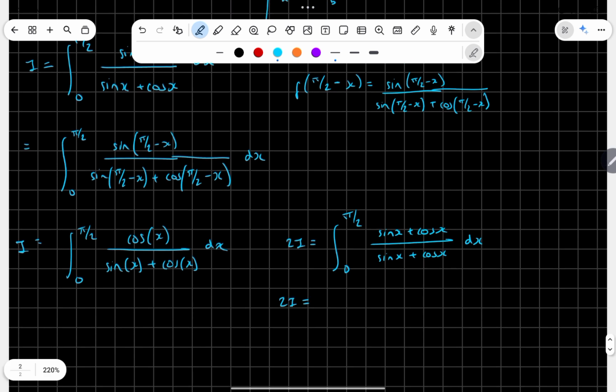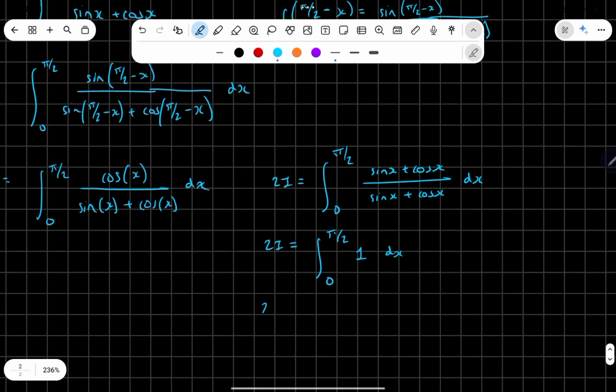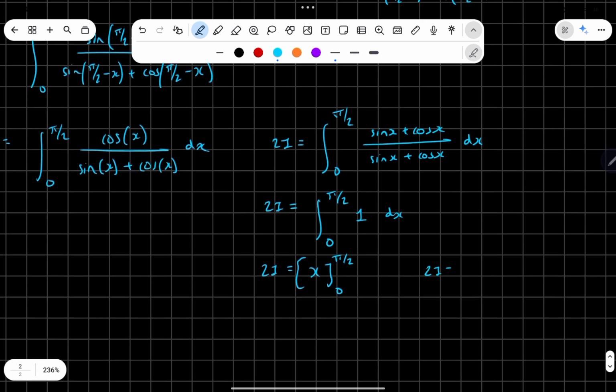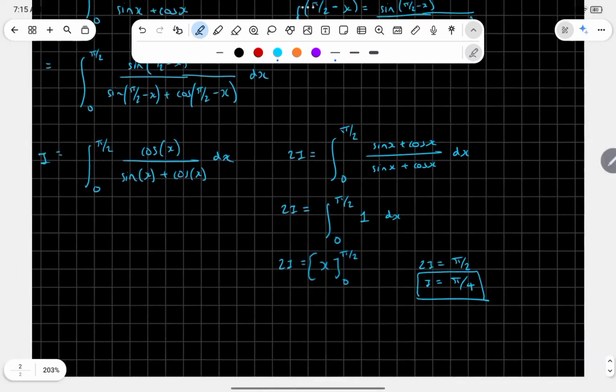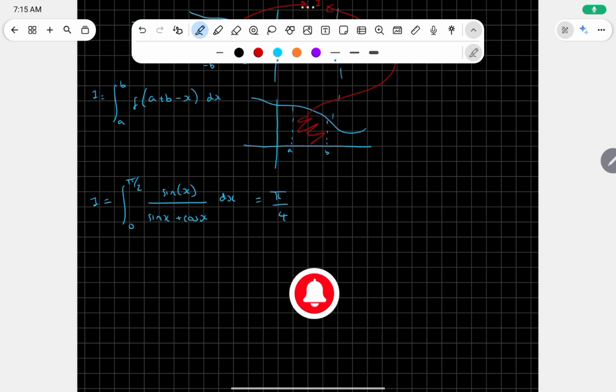So 2I is equal to the integral from 0 to pi over 2, and look, this just cancels out and forms 1 dx. And what is the integral of 1? It's just x. Now we substitute pi over 2 and substitute 0. This just gives us 2I is equal to pi over 2. So I is equal to pi over 4. And this is our answer. So we know that the answer is pi over 4.